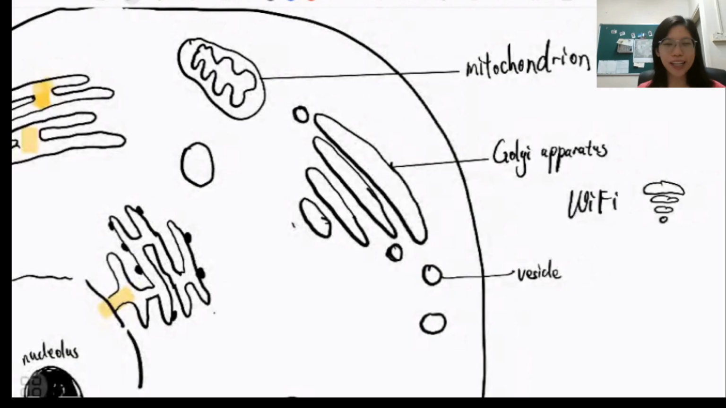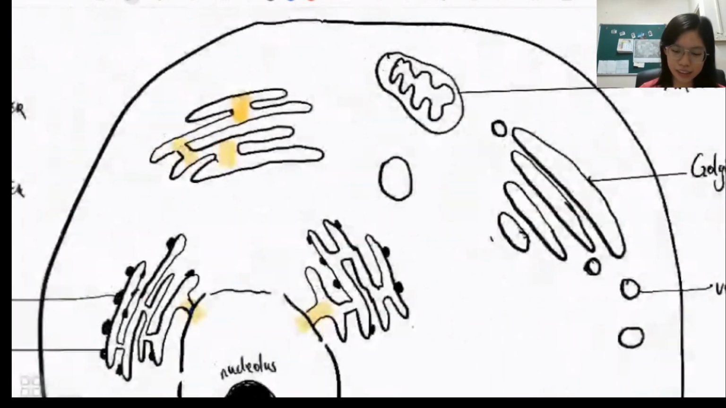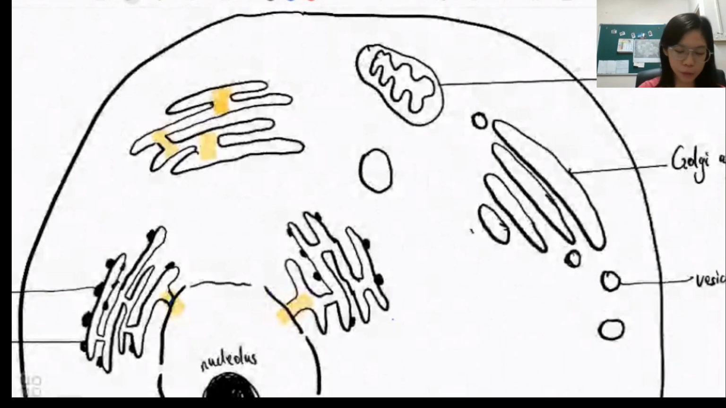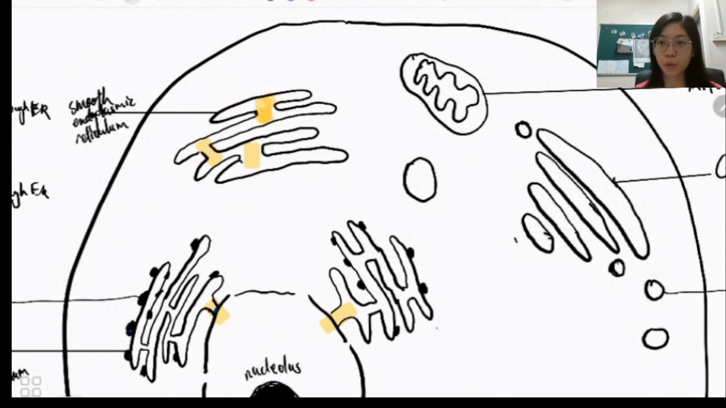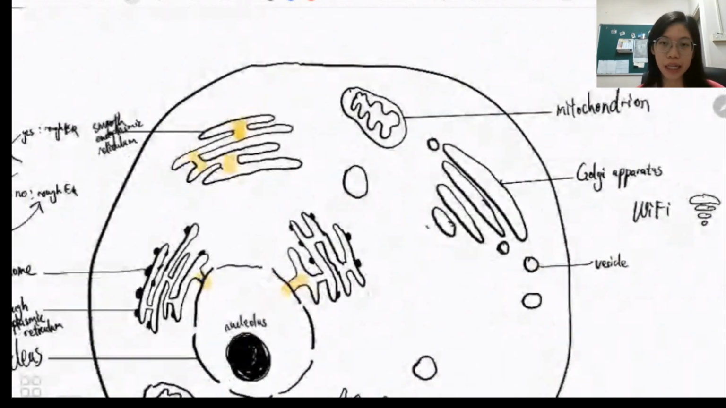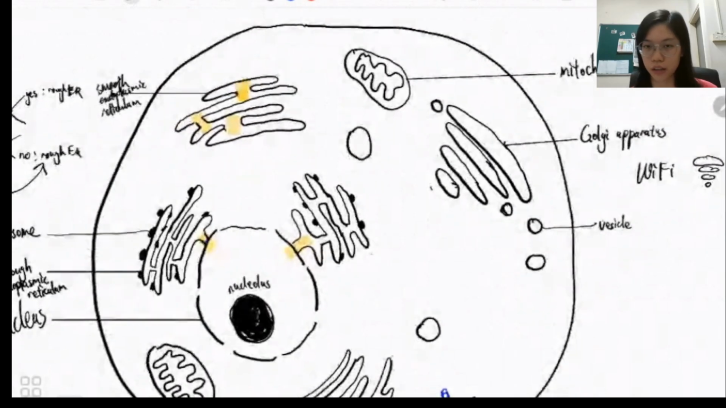Okay. Other than that, this is how you see these two differences. Now we are done with identifying the rough ER, smooth ER, and Golgi apparatus.